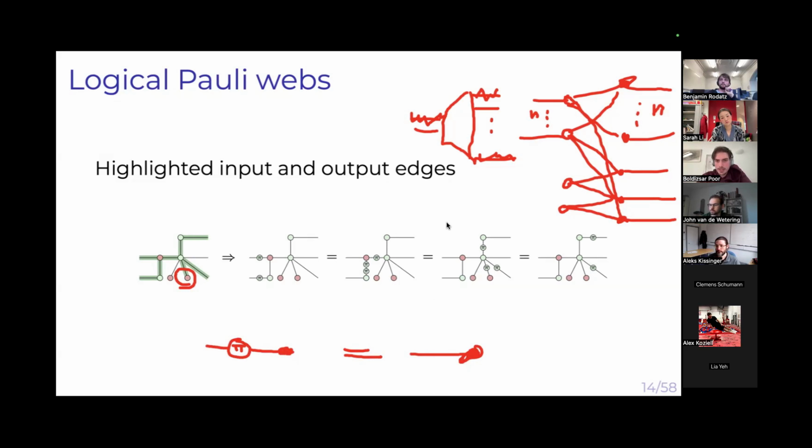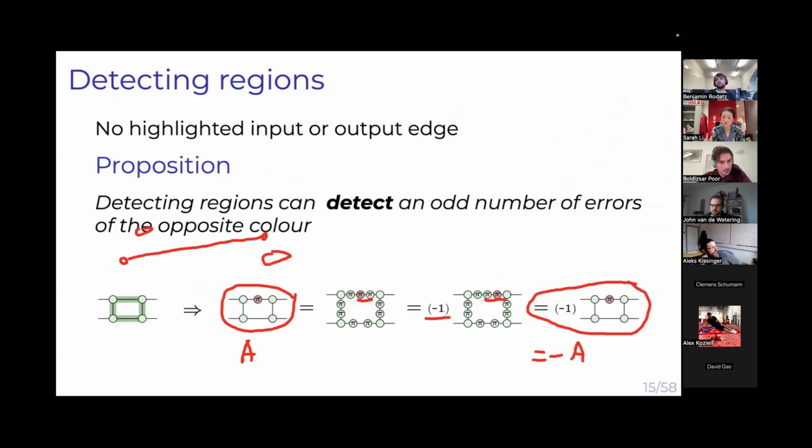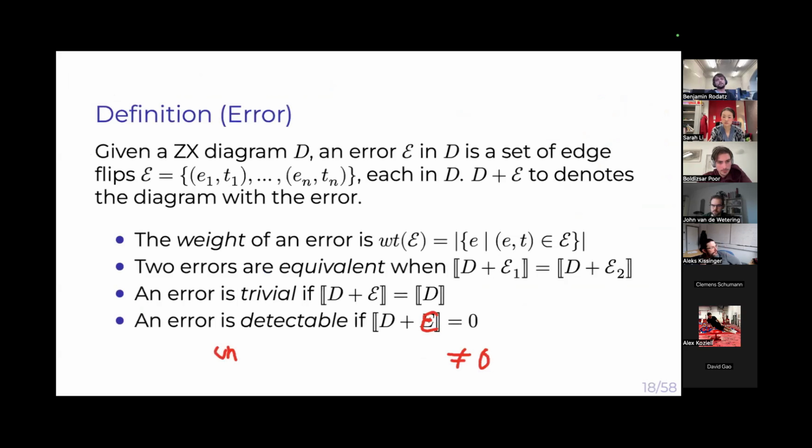Very good. Any other questions? So can I ask about the definition of detectable error? Yes. I didn't quite get why it's right to say it's detectable if its meaning is 0, rather than saying it's detectable if the semantic of D plus E is not the same as semantic of D.